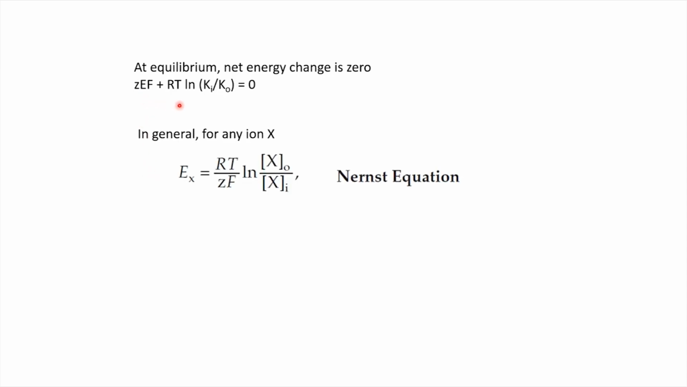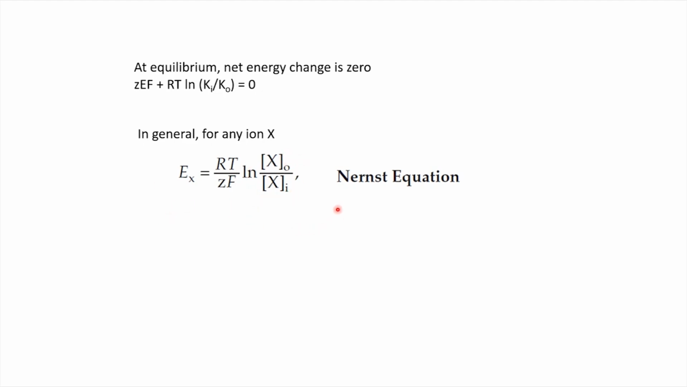So if we move the terms, we get RT ln Ki over Ko on this side with a minus sign. And since there is a minus sign, we can take the minus sign inside the logarithm, and then the outside concentration comes in the numerator and the inside concentration comes in the denominator. And Z and F go to the other side, so they also come in the denominator here. So the equation becomes the equilibrium potential Ex is equal to RT over ZF log concentration outside over concentration inside.